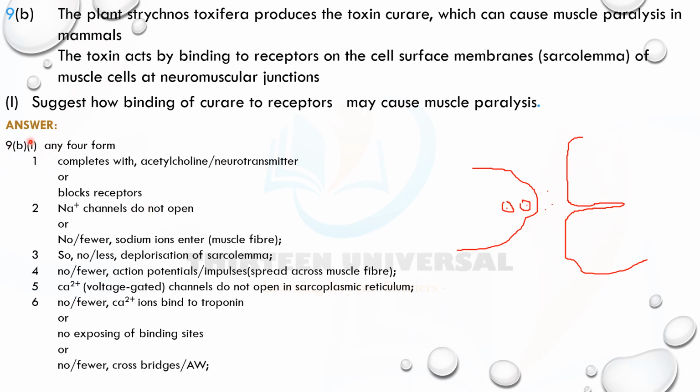Caie competes with acetylcholine, the neurotransmitter, so Caie blocks the receptor. So sodium ion channels on the postsynaptic membrane do not open, and no or few sodium ions enter the muscle fiber. Of course, there is no or less depolarization of the sarcolemma. Number four, no or few action potentials are generated and they do not spread across the muscle, and calcium ion voltage-gated channels do not open in the sarcoplasmic reticulum. So no or few calcium ions bind to troponin, and no binding site is exposed. You know how it works. So four marks, any of the four.